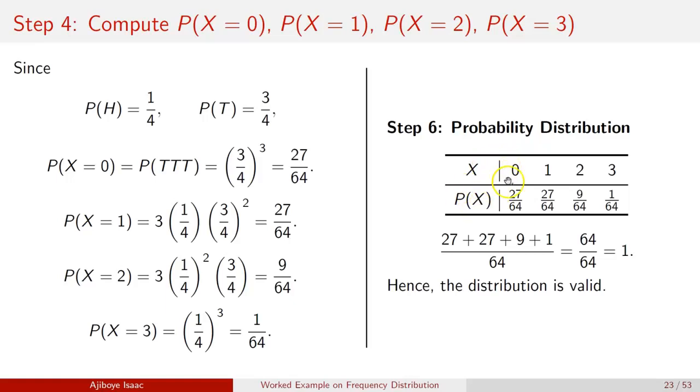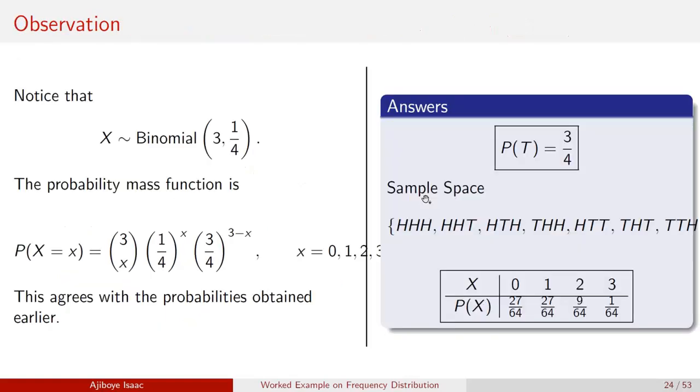So here we see that the probability of obtaining X equals 0 is 27/64, and so on. When we sum all these probabilities, it must give us 1. That is to show that the probability distribution is valid. Now, we also observe that X follows a binomial distribution with parameters 3 and 1/4. And if we recall the probability distribution formula for the binomial distribution, that will give us 3 choose x, times 1/4 raised to power x, times 3/4 raised to power 3 minus x, for x equals 0, 1, 2, 3. That will now represent the probability distribution. Therefore, our probability of obtaining the tail is 3/4.